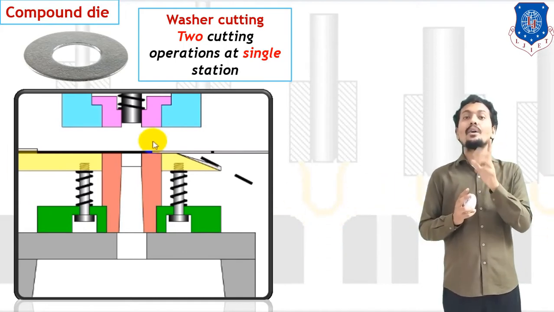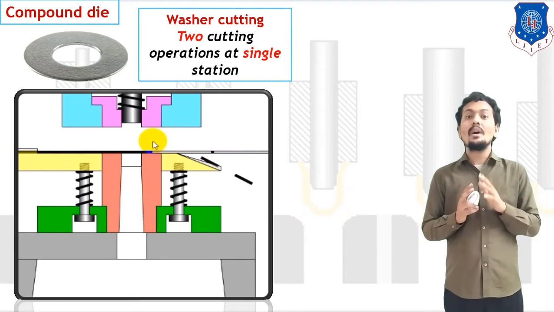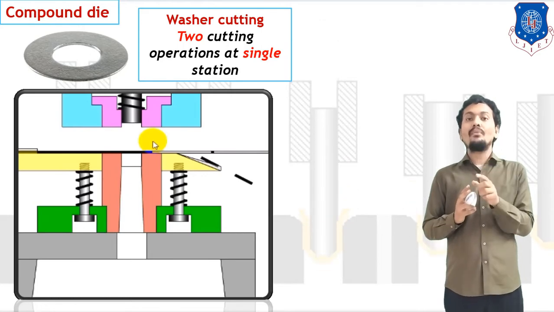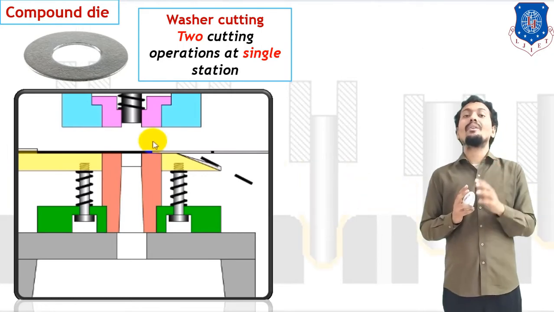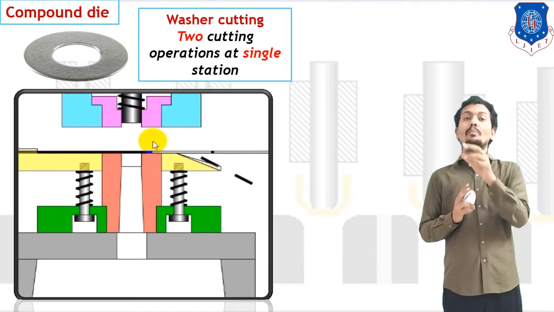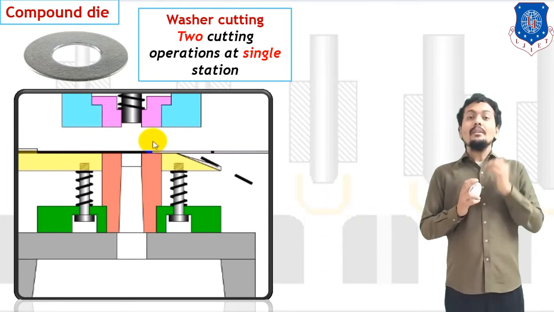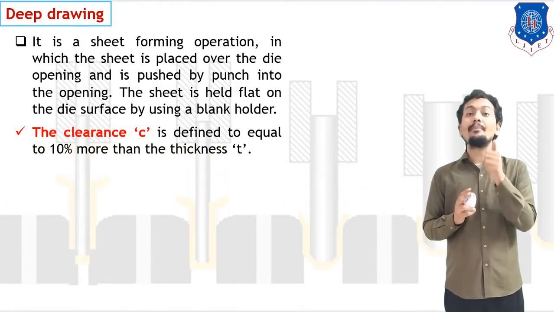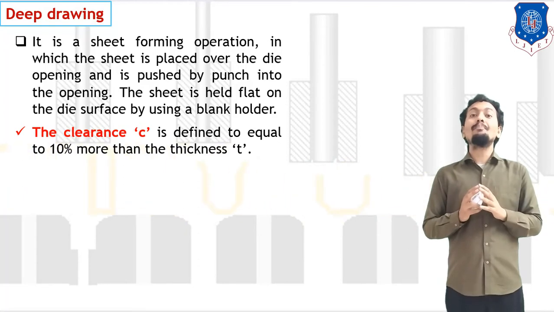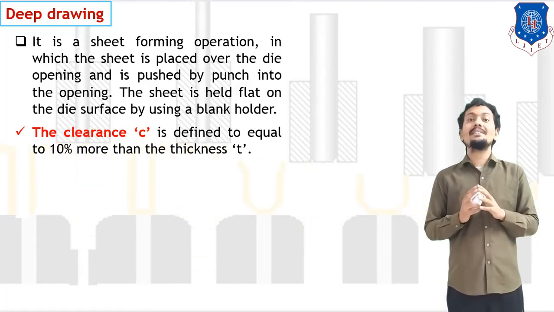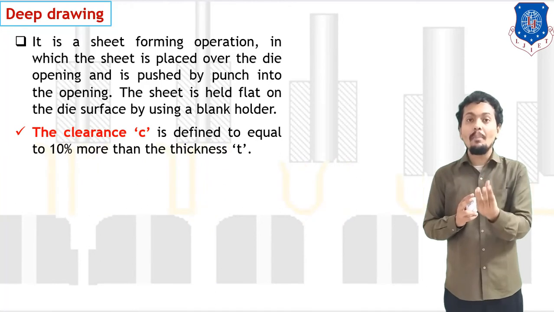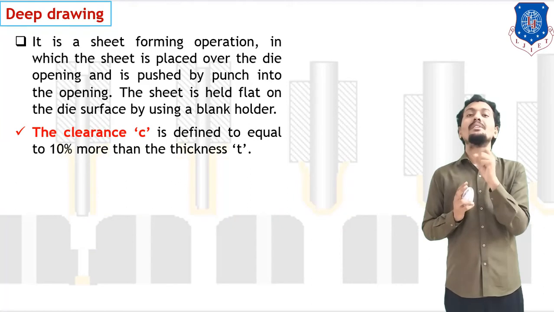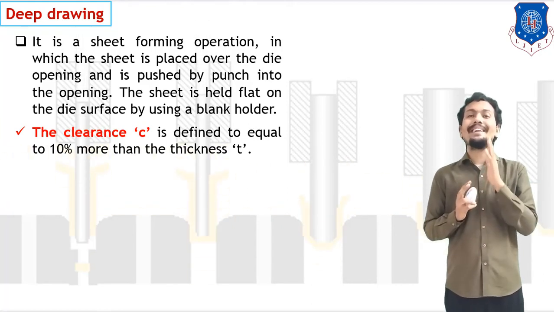So progressive die and compound die, both dies are used for making the washer, but the difference is that in compound die both operations are performed at a single place, but in progressive die both operations are performed at different places, right? After that, let us start our discussion with the deep drawing process. In deep drawing, as per the name, this process is used for making the cup shape, right? So if you want to make the bowl or cup shape, this type of process known as deep drawing is used, right?